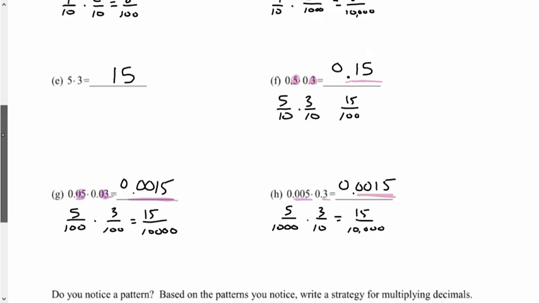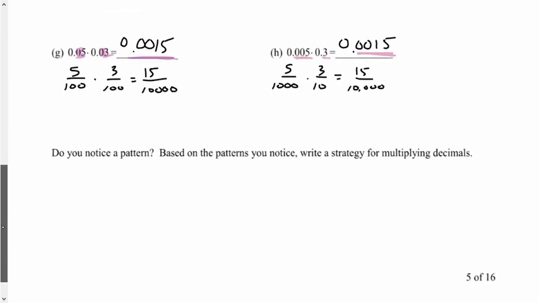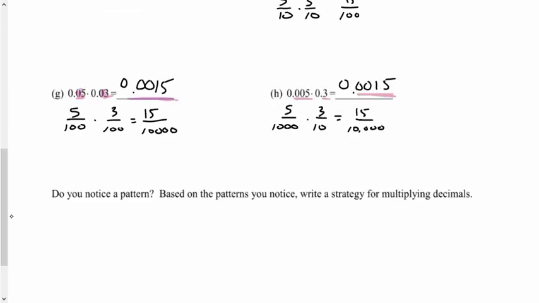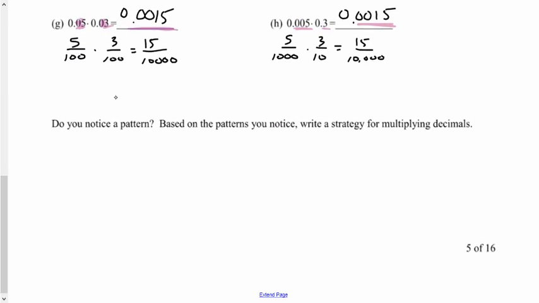We could go back up and check all these too, but that pattern holds. 1, 2 decimal places, 2 decimal places, right? A total of 1, 2, 3, 4. A total of 4 decimal places being multiplied, and 4 decimals in my answer. Did you notice a pattern? I sure hope so. Stop moving around, computer.